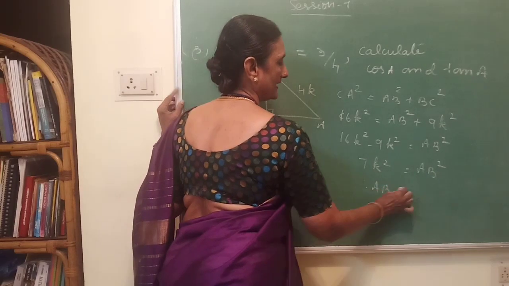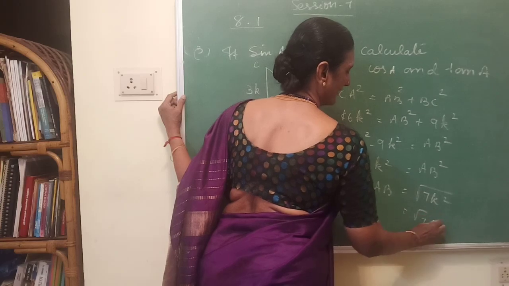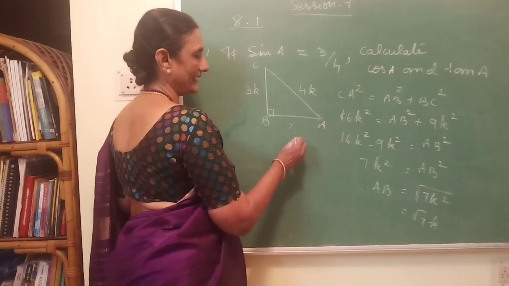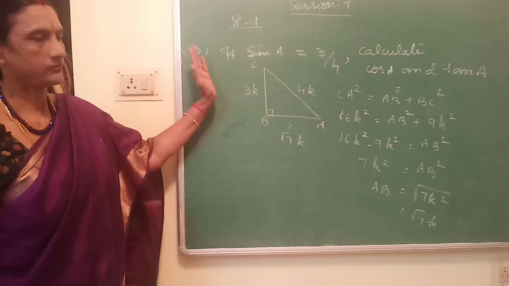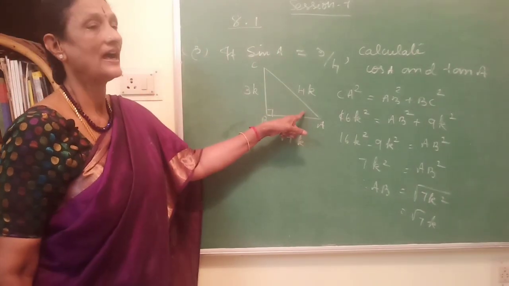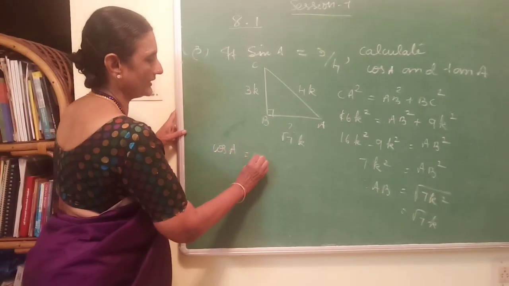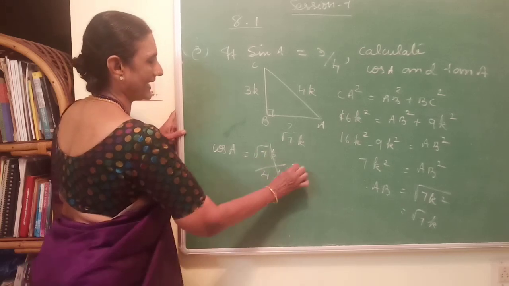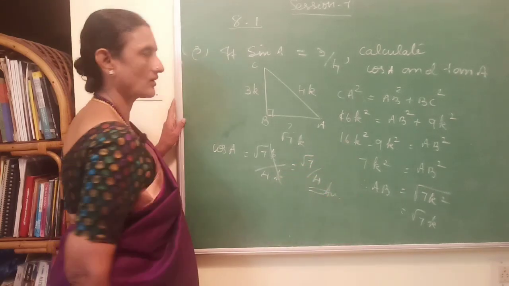Therefore, AB is equal to root of 7K square. So, that is root 7K. Are you understanding? So, the missing value AB is root 7K. I will write here. Okay. Up to this, have you followed? Now, we have to calculate cos A. Cos A is adjacent divided by hypotenuse. Therefore, cos A is equal to root 7K divided by 4K. K and K cancel. So, we will get root 7 by 4 as the value for cos A.